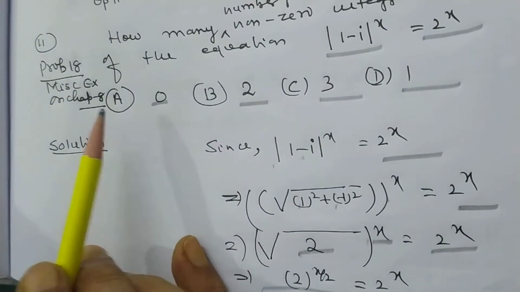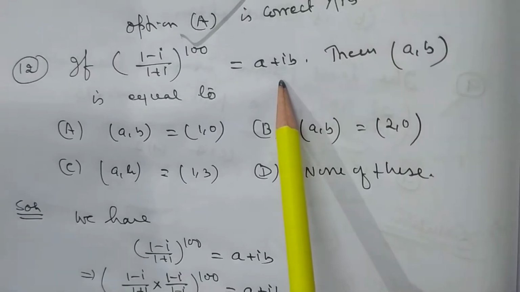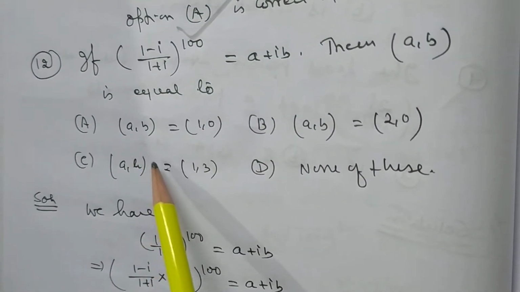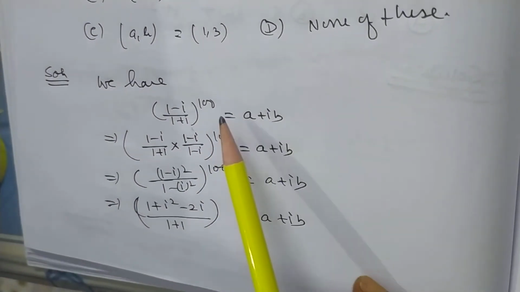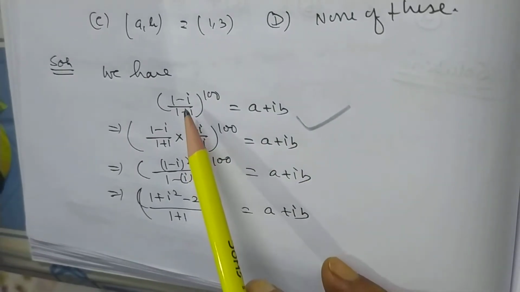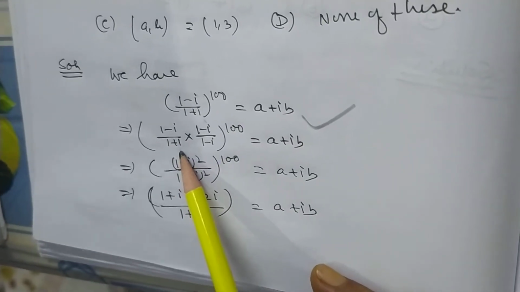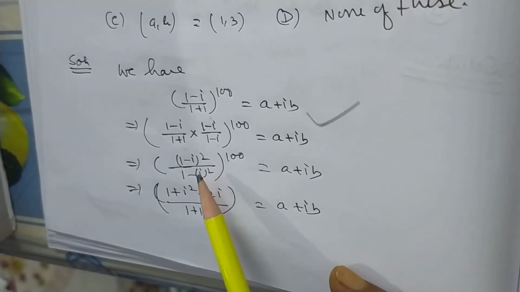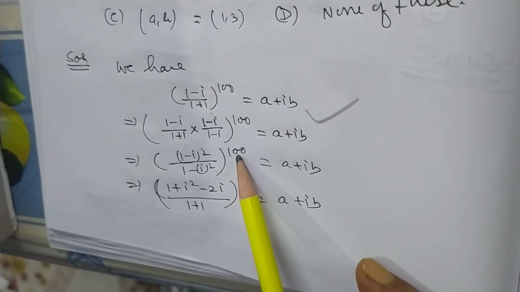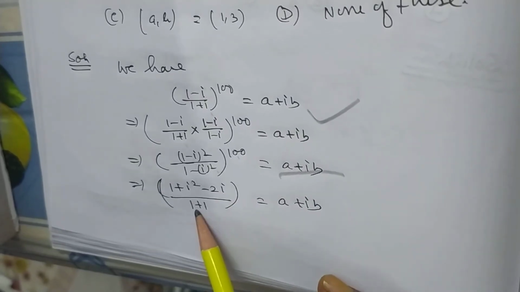Now, my dear students, here, if ((1 − i)/(1 + i))^100 is equal to a + ib, then (a, b) is equal to, and there are 4 options. ((1 − i)/(1 + i))^100 is equal to a + ib. This is given. Now, multiply by the conjugate of the denominator: (1 − i)/(1 + i) times (1 − i)/(1 − i). It will be (1 − i)² in the numerator, so ((1 − i)²/(1 + i)(1 − i))^100 is equal to a + ib, and (1 − i)² is 1² + i² − 2i.